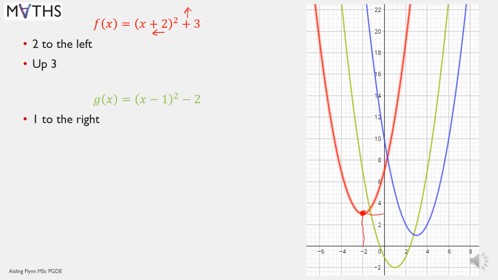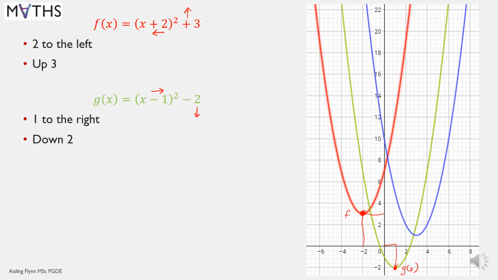g of x then is the green graph, and it's telling me to go 1 to the right and 2 down. So minus in the bracket is 1 to the right and 2 down. Okay, and on the graph from (0, 0), if you go 1 right and 2 down, that's where we end up for g of x.